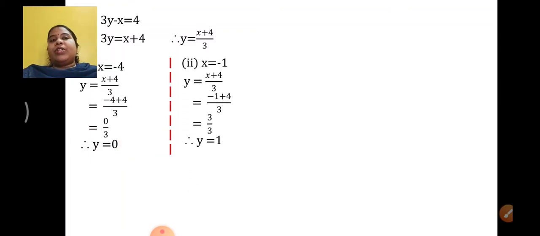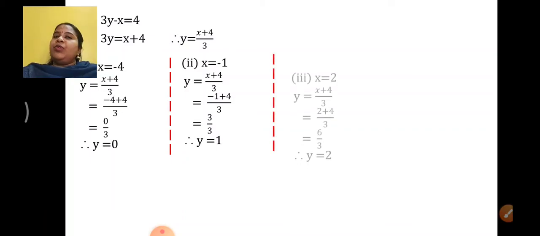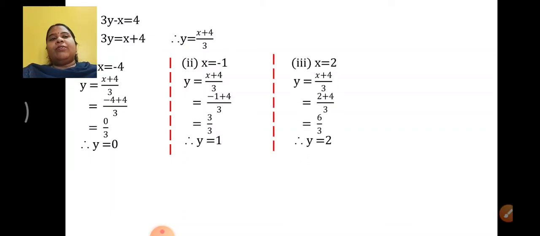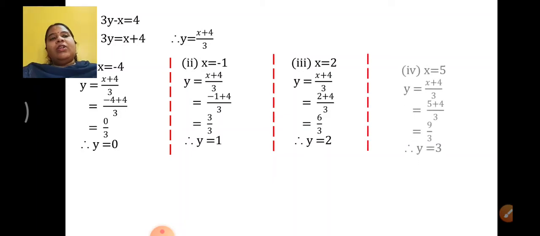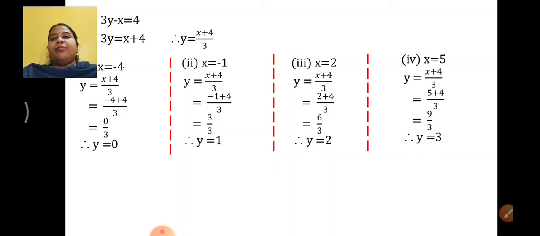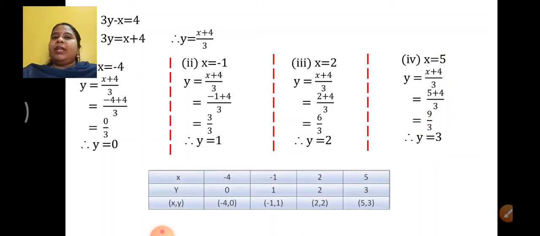Okay. Let us move to the next value. Suppose I take next value as minus 1, right? So what we will get? Minus 1 plus 4, 3. 3 upon 3 will get cancelled, we will get 1. So our next value will be minus 1 and 1. I hope you are understanding it. Moving to the next value, as I have shown you the working of this, x as 2, y will be 2. Yes. Last value, suppose I take x as 5. 5 plus 4 is 9. Yes. 9 upon 3, obviously it will get cancelled, we will get 3. So like this 5 comma 3 is the last value. And the table can be prepared.